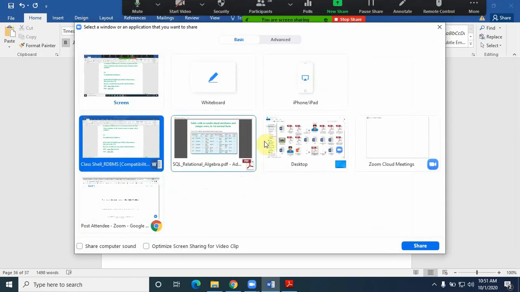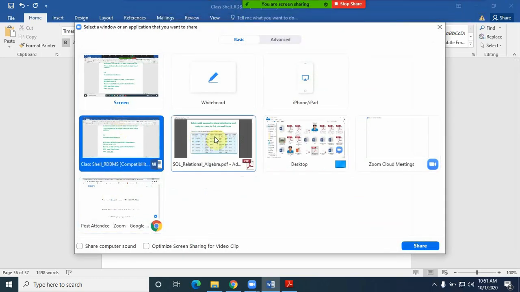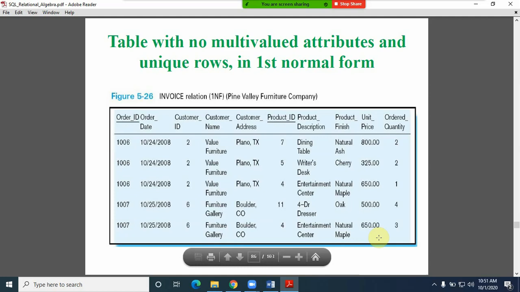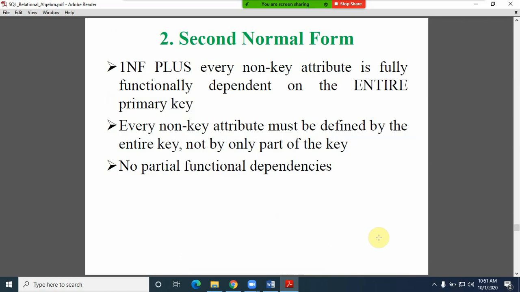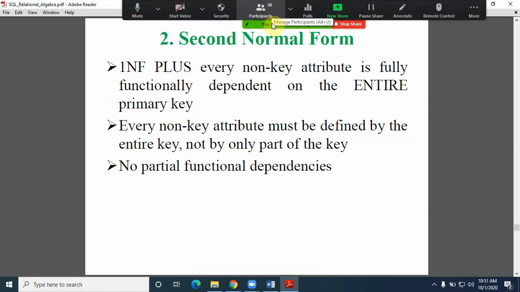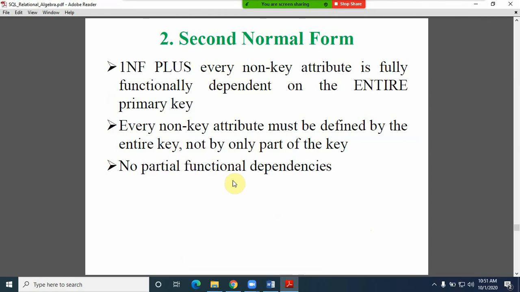Any doubts with this, friends? If you have any doubts, please let me know, so that we can move to the second normal form. So 1NF is very simple. Just observe the multi-valued attributes in the corresponding table, and if that table contains only single-valued attributes, then I can say it is in 1NF notation.